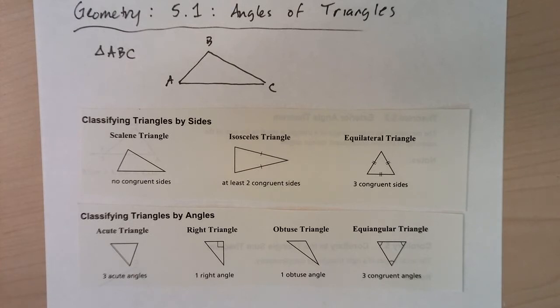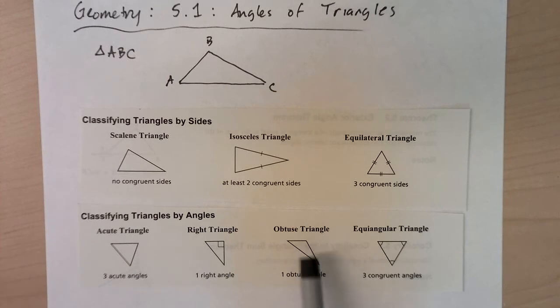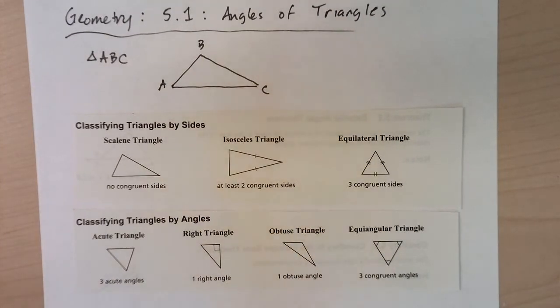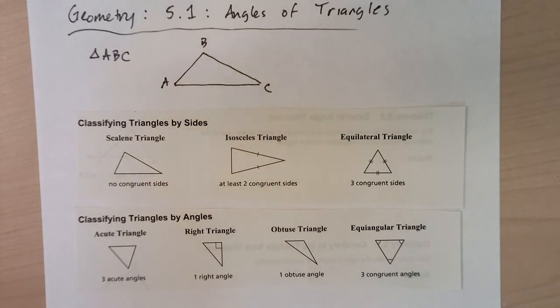An obtuse triangle has just one obtuse angle. So in this case, the top right angle is an obtuse angle, more than 90 degrees, but less than 180 degrees. And then an equiangular triangle. That's all three angles congruent angles. We'll figure out the measure of each of the angles of an equiangular triangle once we go through some of the theorems. But those are the different types of triangles by the sides and its angles.